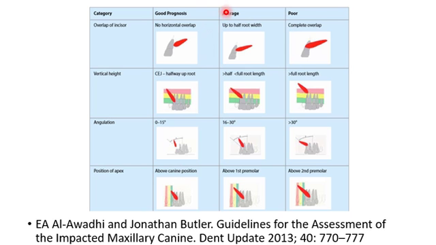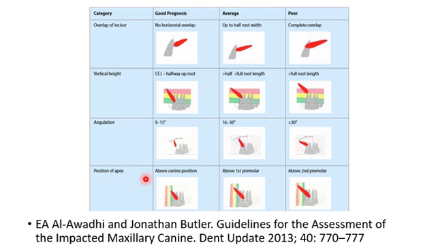While the average prognosis is when the canine overlaps up to half root width, the fair prognosis is when there is complete overlap with the adjacent tooth. The vertical height is also half or less than full root length. So this is an average or fair prognosis in the yellow area, while a poor prognosis in the red area. And when the angulation is 16 to 30 degrees, you'll get a fair or average prognosis. And when more than 30 degrees, you get a poor prognosis.